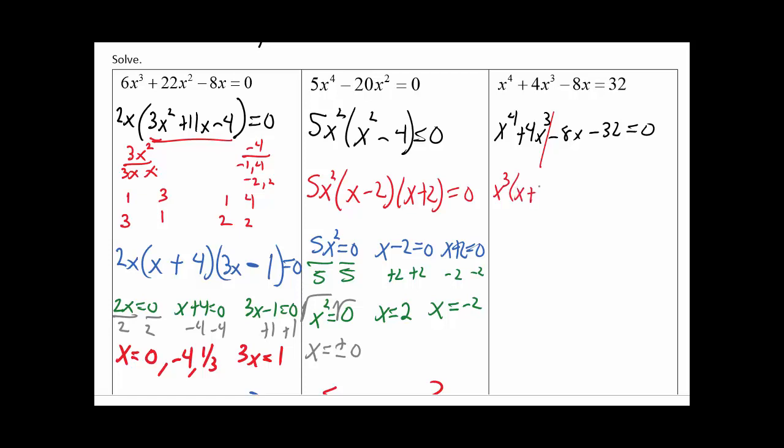times x plus 4. And out of the second set, out of the minus 8x and the minus 32, I can take an 8 out of that. So that's minus 8 times x plus 4, of course, equals 0. Now, the nice thing about factor by grouping is if I do it correctly, those two expressions should match each other, and they do, so that means I did a good job. So I can bring out the x plus 4, and that leaves me with x cubed minus 8 equals 0.